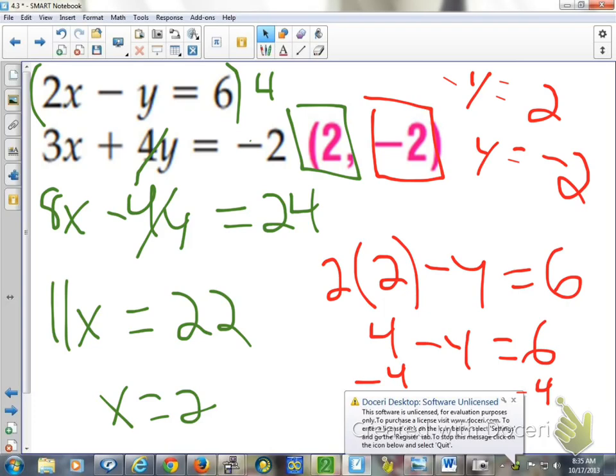Yes, but we're going to do problems later with fractions and stuff, and if you did those with substitution, you'd have to take those fractions and multiply them by everything, and it would be kind of a pain.